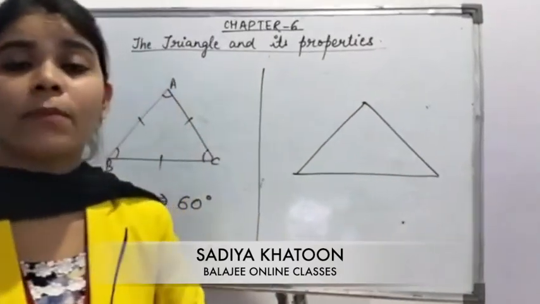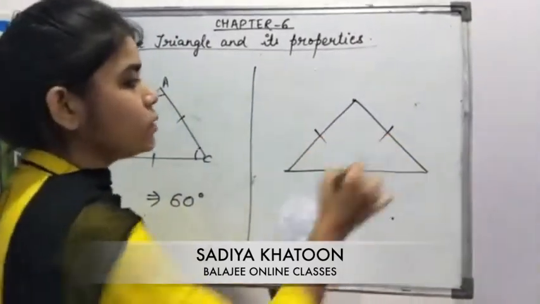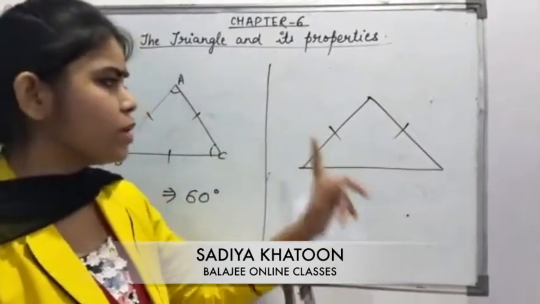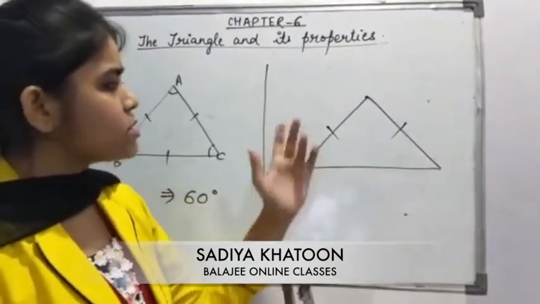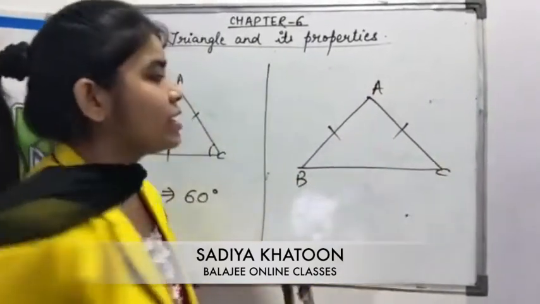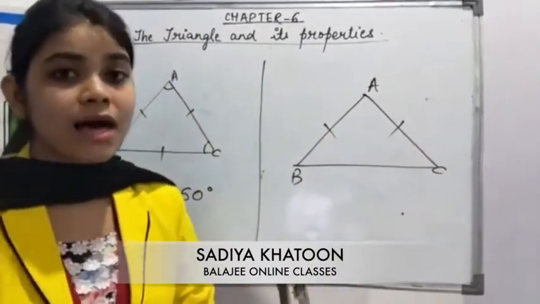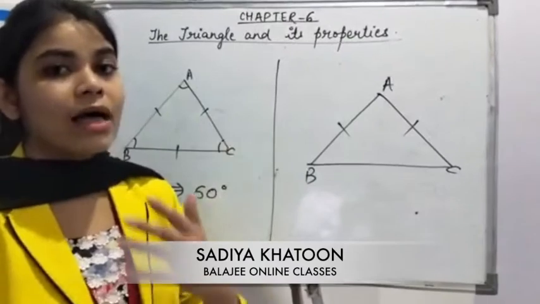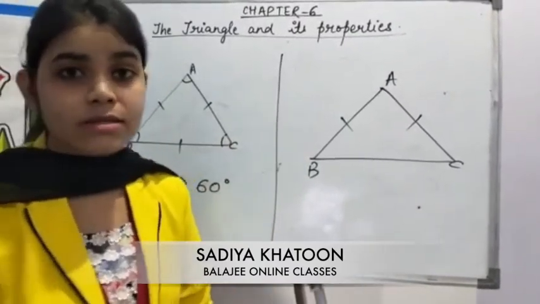Isosceles triangle की प्रॉपर्टी ये होती है कि इसमें 2 sides equal होते हैं, कोई भी 2 sides equal हो सकते हैं, ये और ये भी हो सकता था, या ये और ये भी हो सकता है, या ये और ये हो सकता है, A B C। तो 2 sides equal होने के साथ साथ उसके 2 angles भी equal होते हैं, और वो कौन से angles होते हैं?